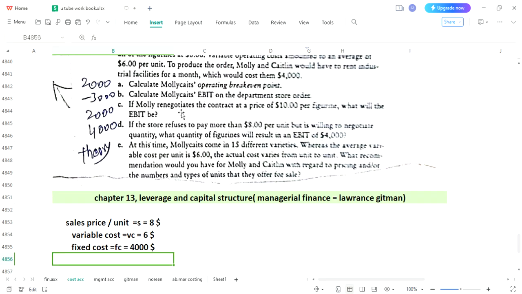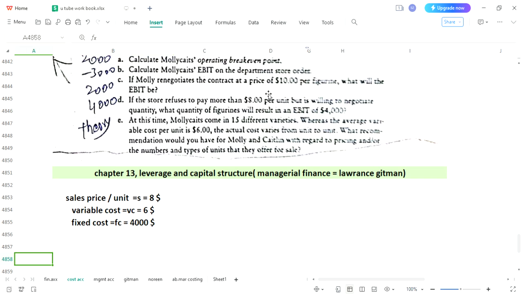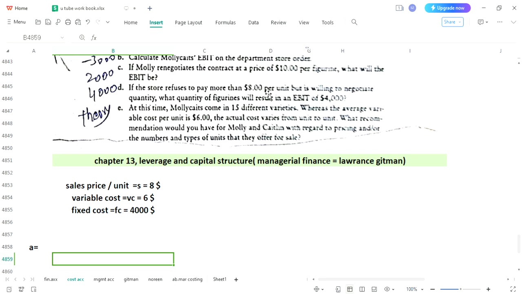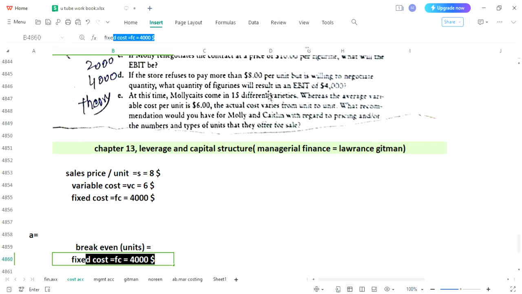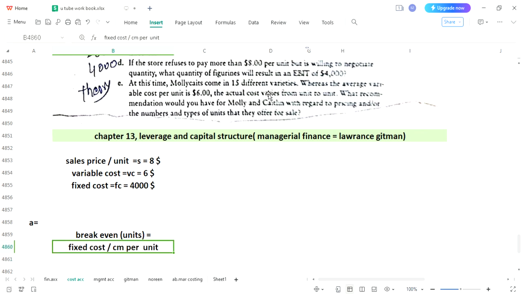Okay guys, now first thing, calculate Molly's operating break-even point. So first we will calculate part A, the break-even point in terms of units. Let me know who has the formula for break-even in terms of units. For this you need your fixed cost, and that would be divided by CM per unit. This way you can calculate it.